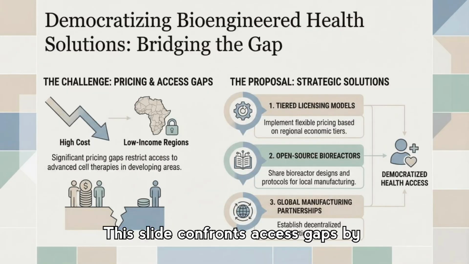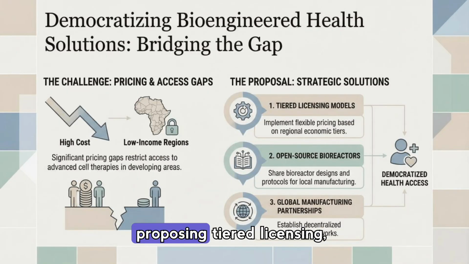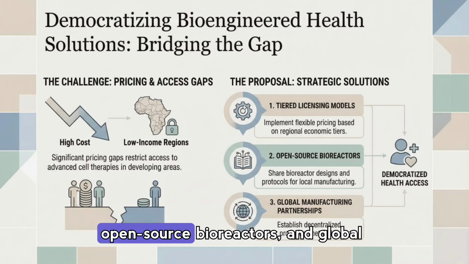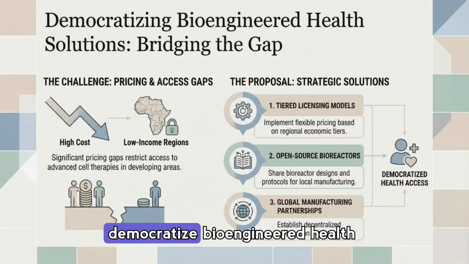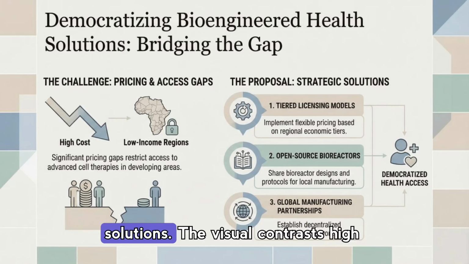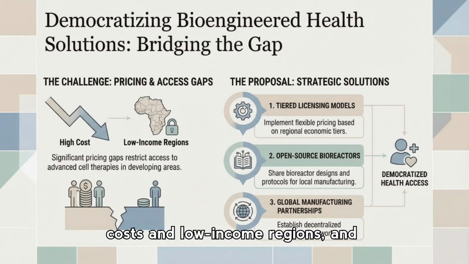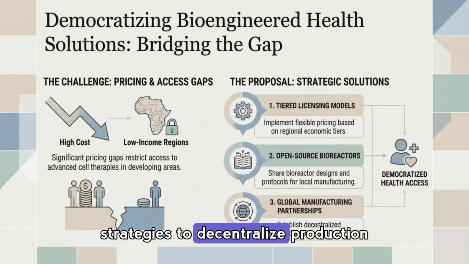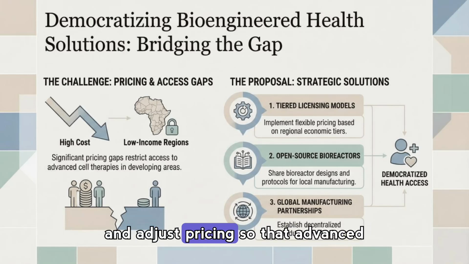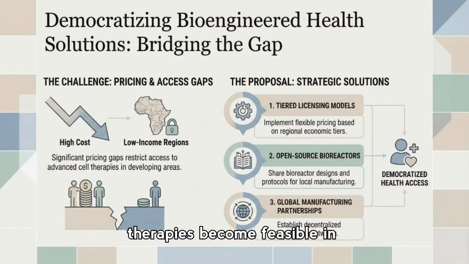This slide confronts access gaps by proposing tiered licensing, open-source bioreactors, and global manufacturing partnerships to democratize bioengineered health solutions. The visual contrasts high costs and low-income regions, and the proposal emphasizes practical strategies to decentralize production and adjust pricing so that advanced therapies become feasible in underserved communities.